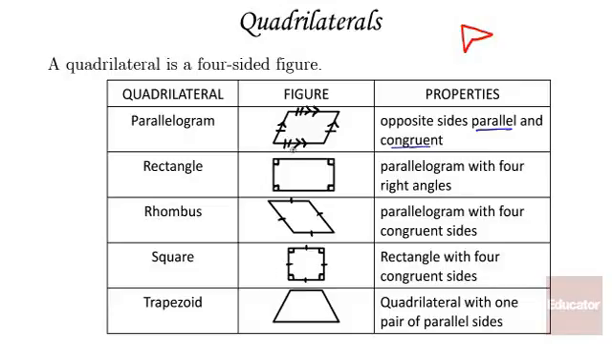Okay, so this is a parallelogram. So again, opposite sides are parallel and congruent. These two sides are parallel and congruent, and these two sides are parallel and congruent. That is a parallelogram.